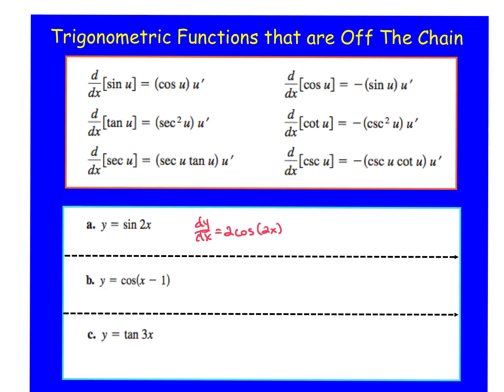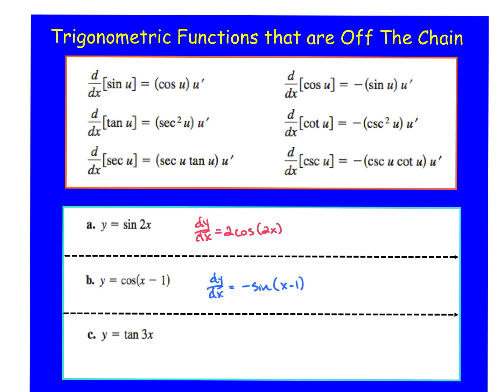So again, how do we notate taking our derivative? dy dx is equal to, what's the derivative of cosine? Negative sine of x minus 1. However, by the chain rule, what pops out? A 1. So do I need to put it? No. So that one's kind of convenient.